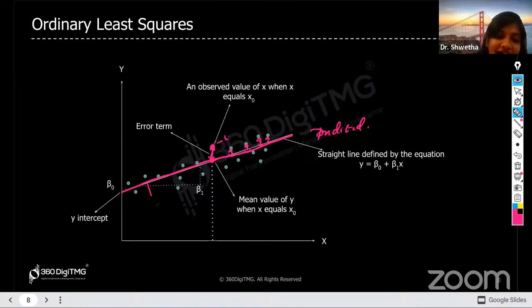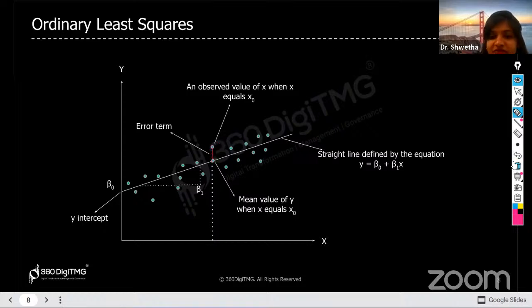When we try to take the aggregate of these values, we want the error to be very less. When the error is found to be very less, that particular line would be our best fit line. So the distance between the actual data point and the predicted point will give us the error, and we try to minimize these errors.